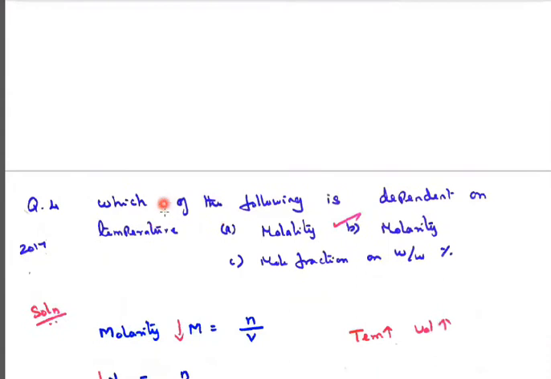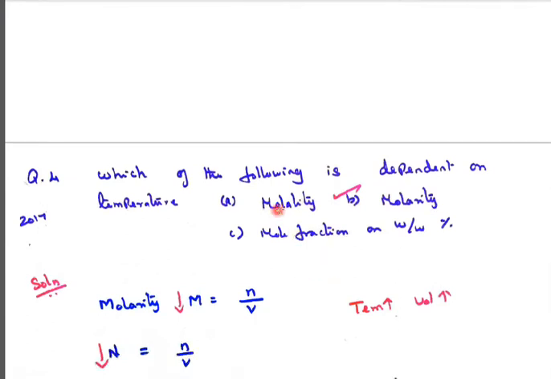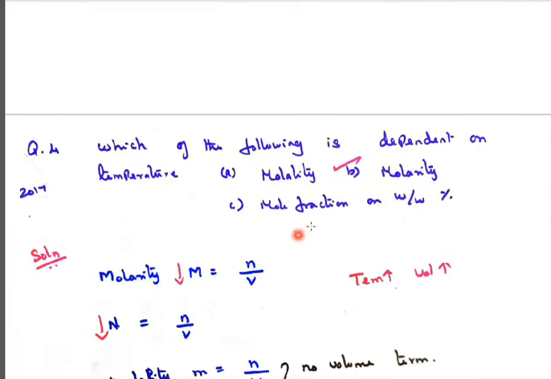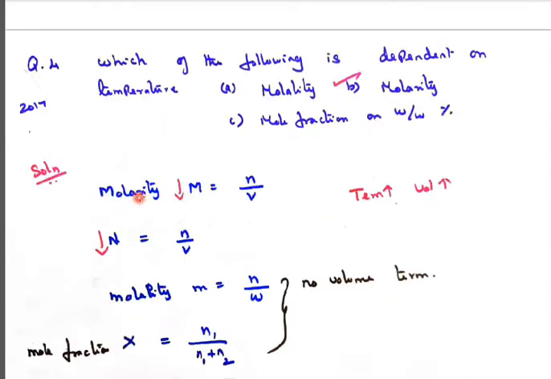Let us see the next question. Which of the following is dependent on temperature? We already studied in solutions: molality, molarity, mole fraction, and weight by weight percentage. Molarity contains the volume term, while mole fraction and weight by weight percentage do not contain a volume term. Molarity formula is M is equal to N by V.